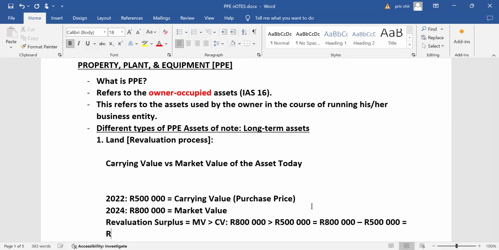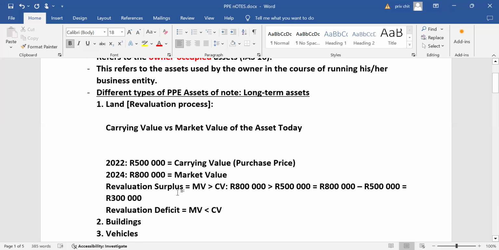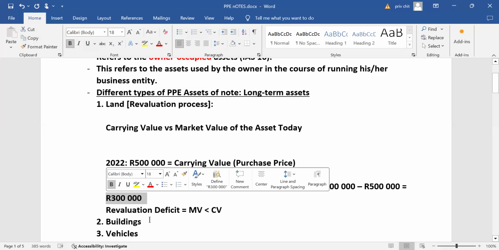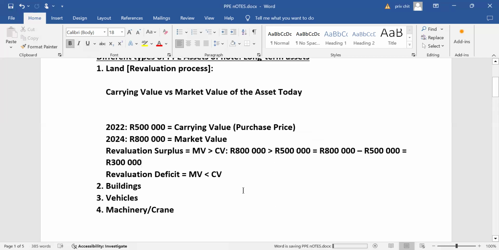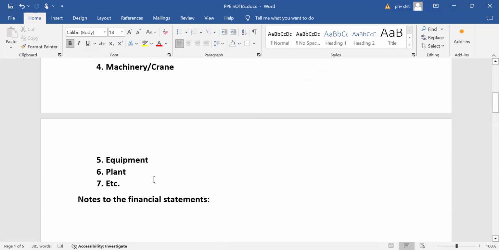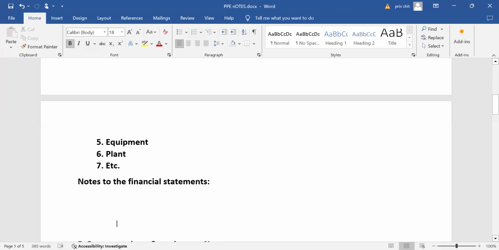And the amount is going to be 300,000 rands. So that amount that you're looking at here, that's the revaluation surplus. And you may have to disclose the revaluation surplus in the notes, in the property, plant and equipment note. So that's another thing that I wanted to introduce you guys to here.